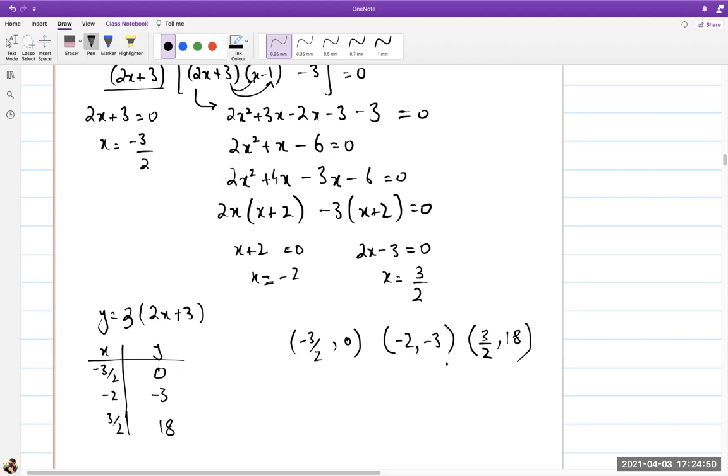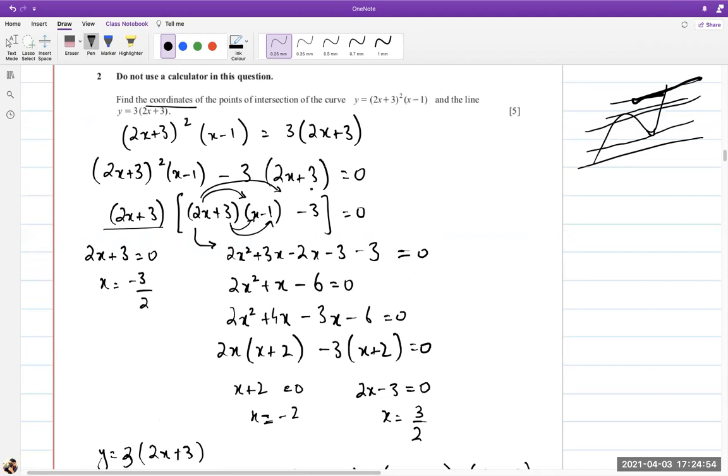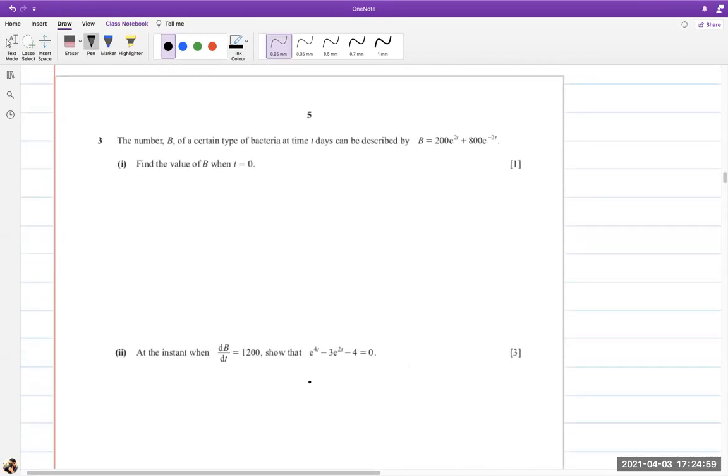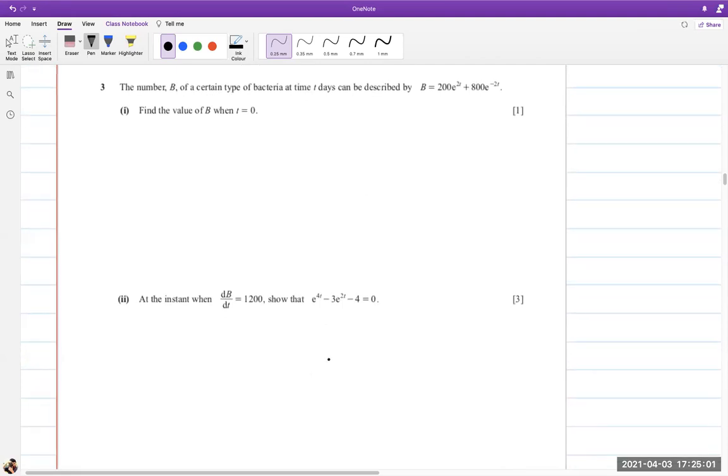Okay. So those are the three answers for these equations. If you canceled out, I want to remind you that you would have lost 1 point. All right. The number B of a certain type of bacteria at time t can be described by this. This is an exponential equation. Find the value of B when t is equal to 0.